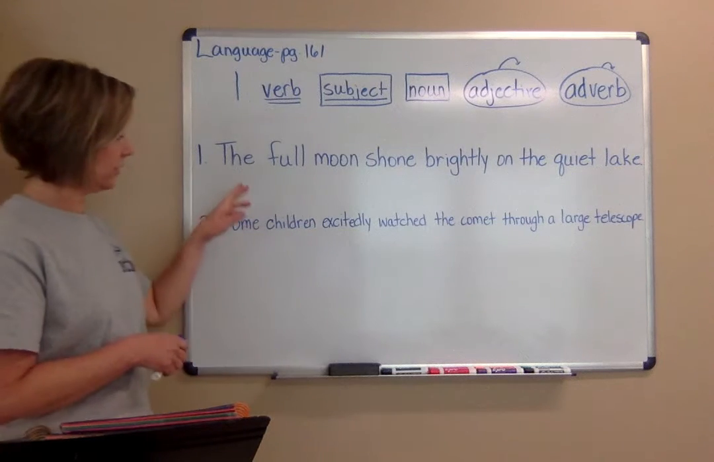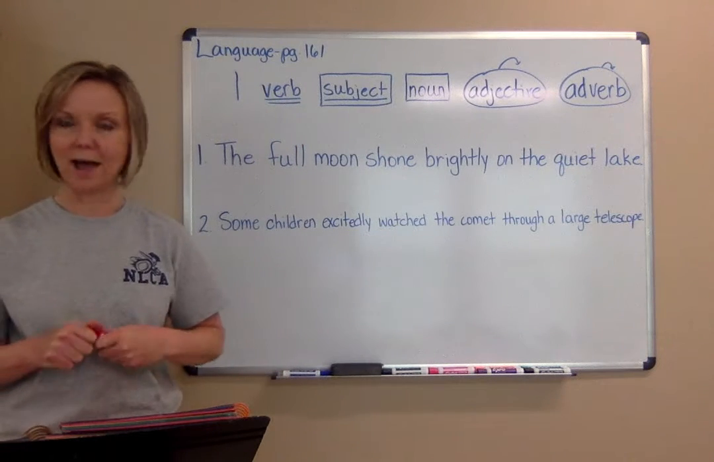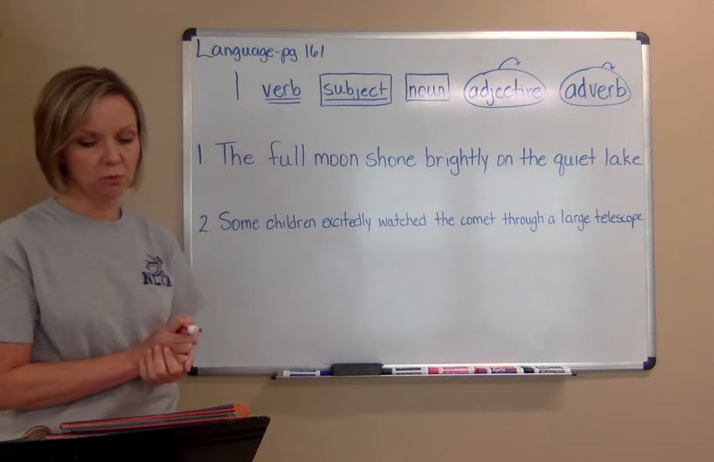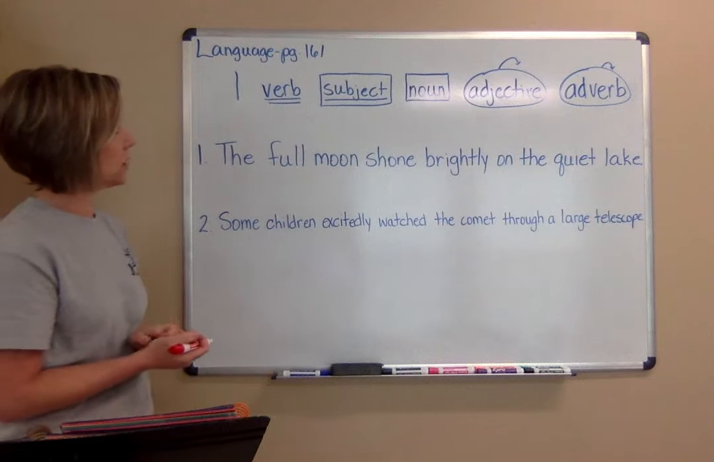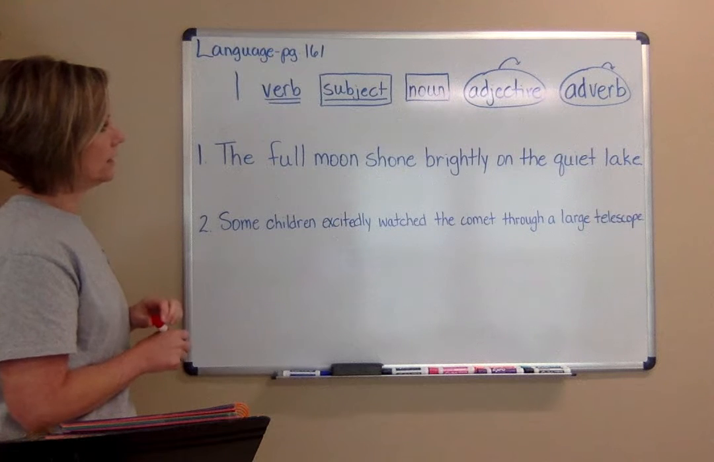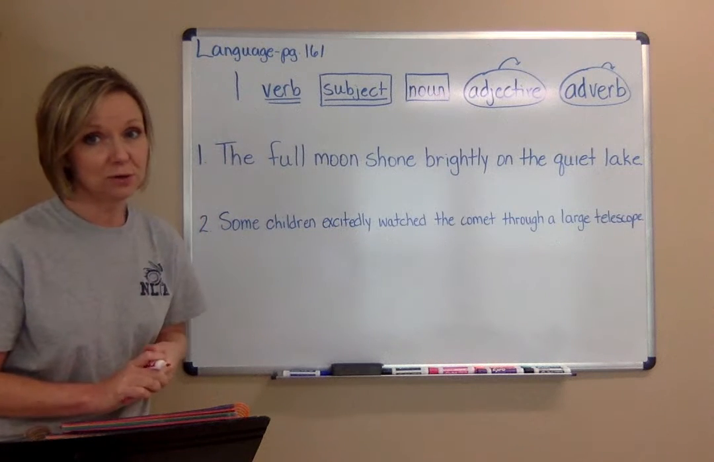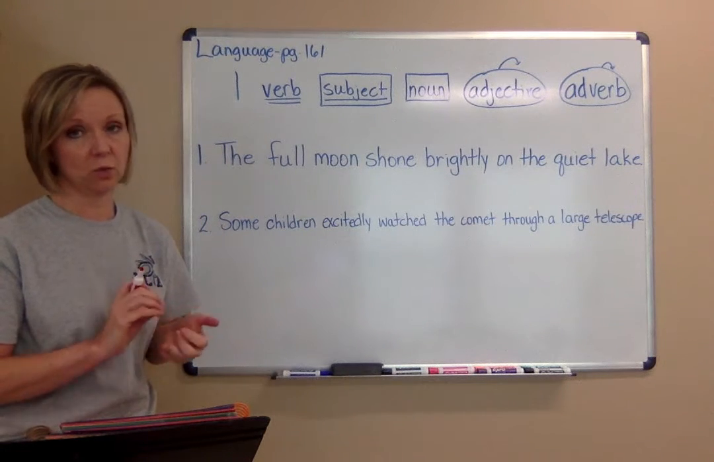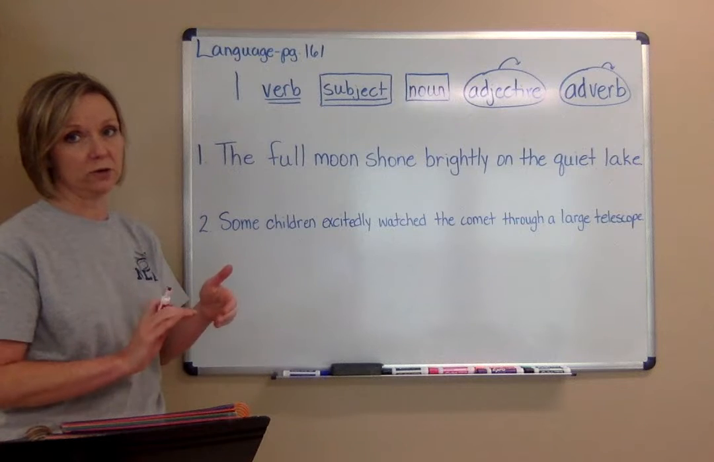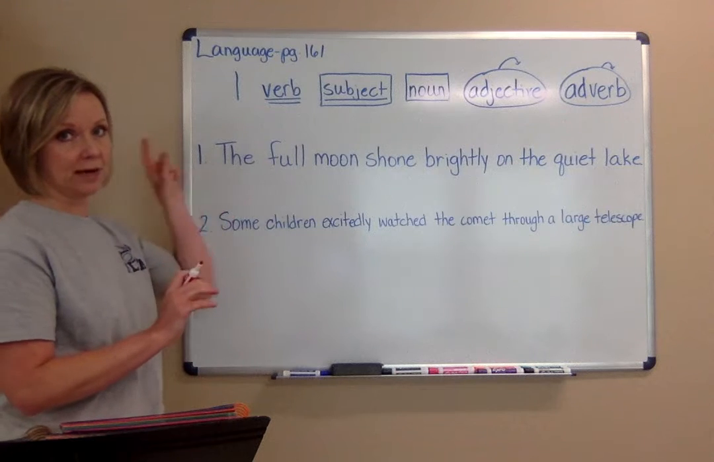Number 1, the full moon shone brightly on the quiet lake. Wow, how our sentences have grown, okay? So number 1, the full moon shone brightly on the quiet lake. So, number 1, we're going to divide, okay? Now, if you can do this, you may want to underline your subject once, your verb twice. However you want to do it's fine. If it's easier for your eye to divide after you've underlined, that's fine with me. But just so that we're not confused on the steps, I'm going to go ahead and divide.